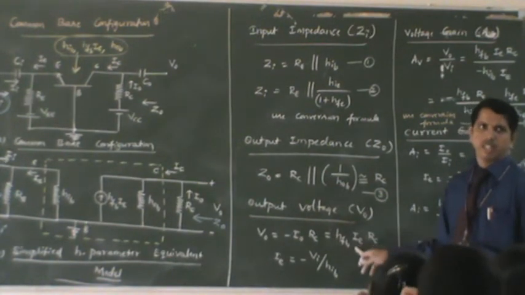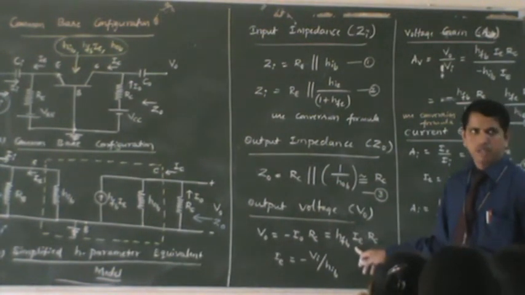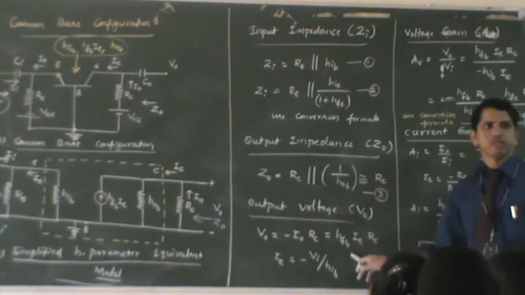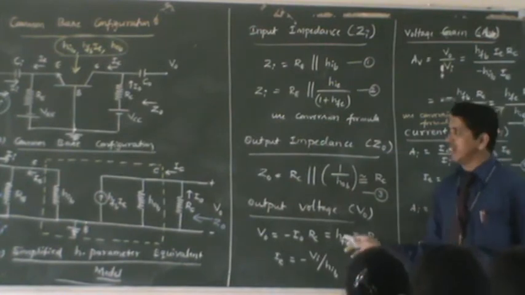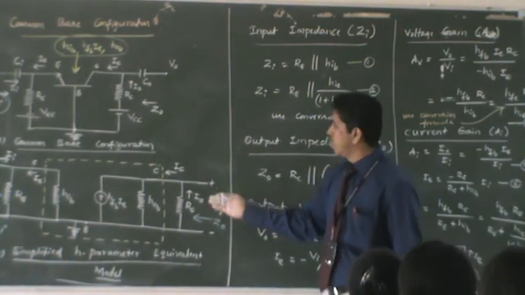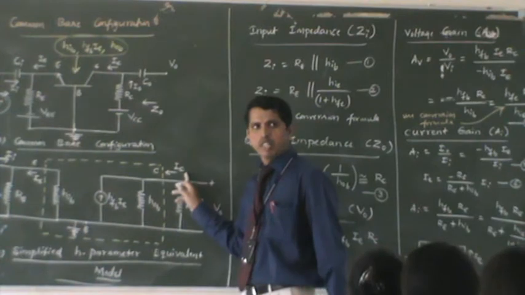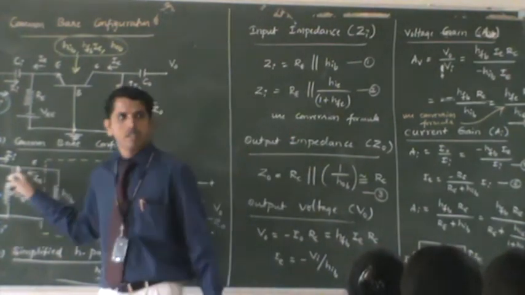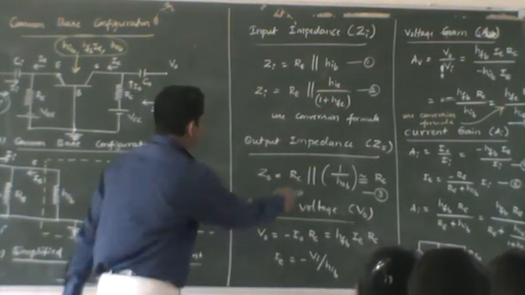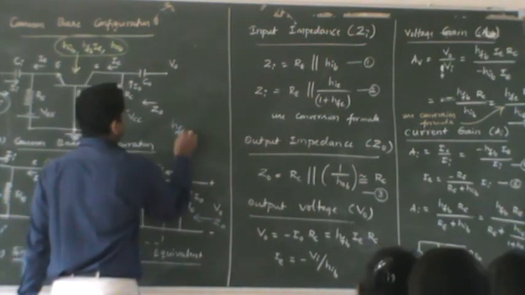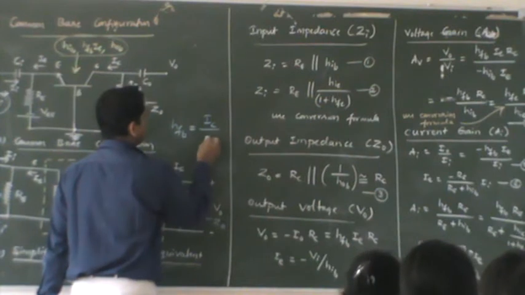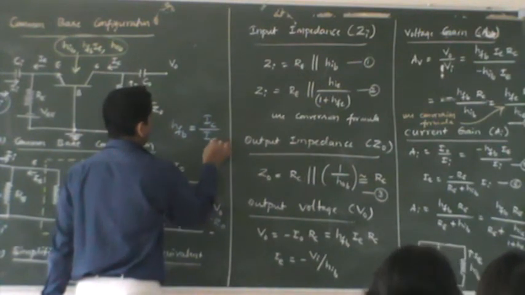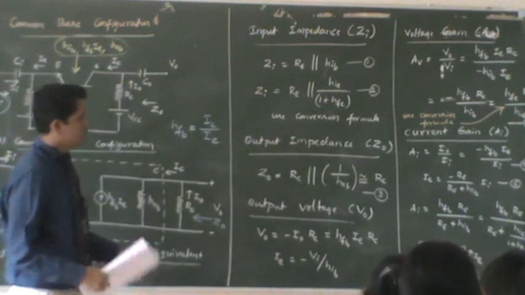HFE is nothing but the current gain in common emitter, but look here, it's HFB. It is the current gain in common base configuration. What is the current gain in common base configuration? It is nothing but the output current IC divided by the input current, which is the emitter current. So HFB can be written as output current, which is collector current, divided by input current, which is the emitter current, which is IE.